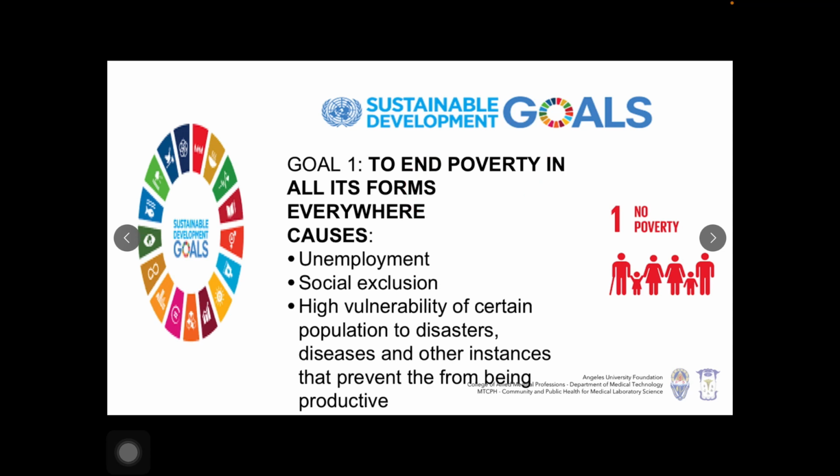So first, what are the causes of poverty? First one is unemployment. When a person is unemployed, he or she is unable to provide for his or her basic needs such as food, shelter, clothing, and water. Being unemployed also excludes a person socially, and since he cannot provide for the basic needs, they are prone or vulnerable to disasters such as flooding, earthquake, and diseases which can hinder them from being productive.